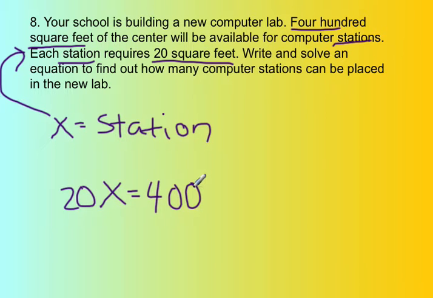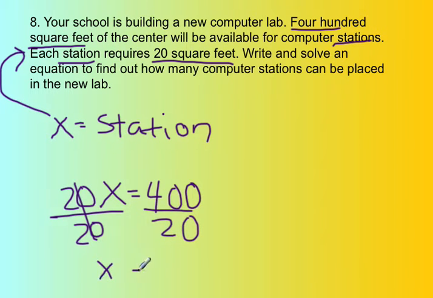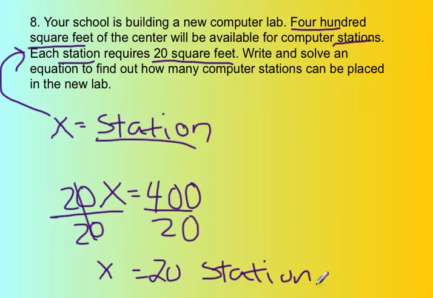So now what I'm going to do is divide both sides by 20. And when I do that, I end up getting 20. Now, this is a word problem. I can't just say the answer is 20. I have to explain what 20 means. And we talked about x equaling stations. So that means that we can fit 20 stations into that center computer lab area.